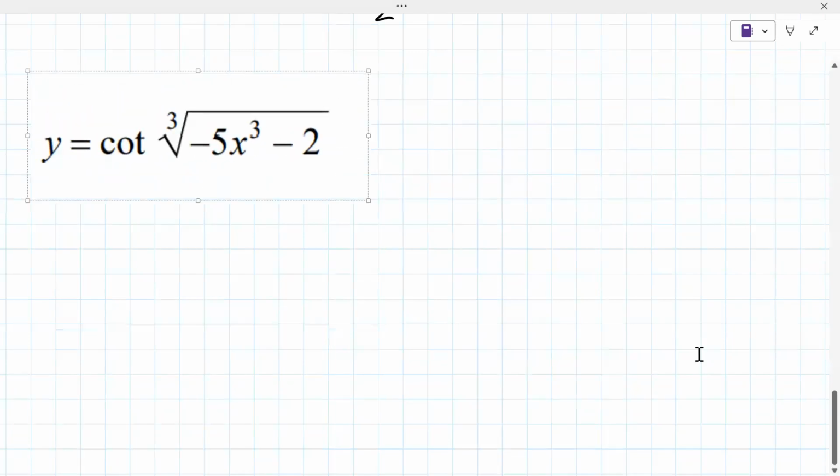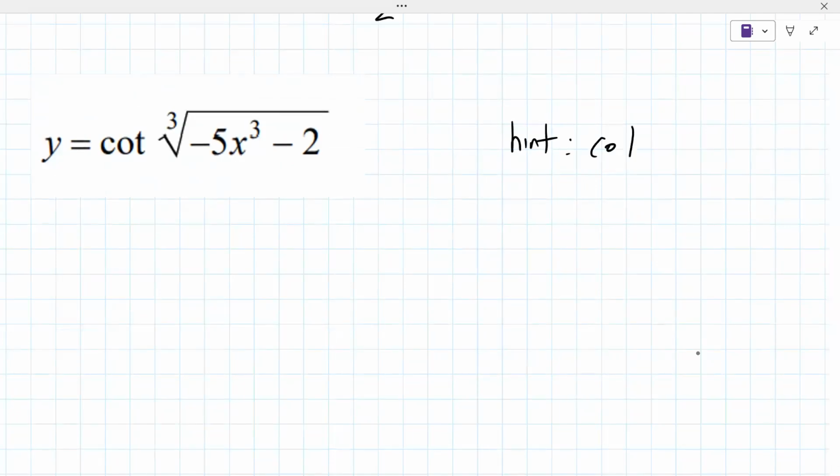Your hint here would be to convert this to cotangent of u to some power. But you don't have to do that. Or if you have no idea what I'm talking about, I can explain. Can you explain that? I have no idea what you're talking about.